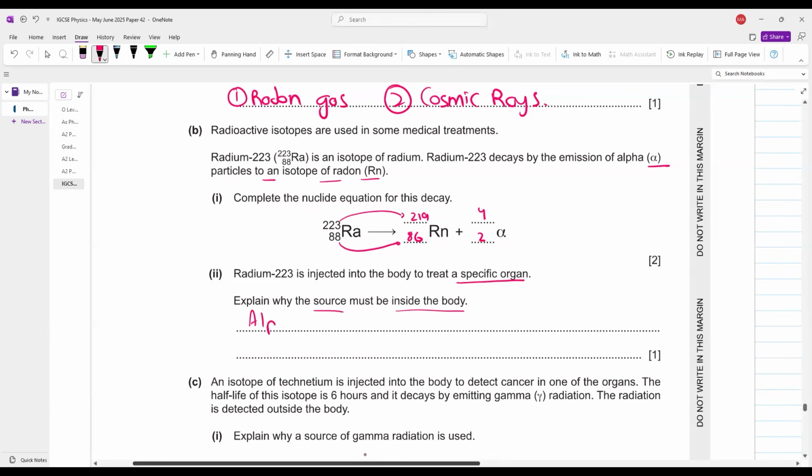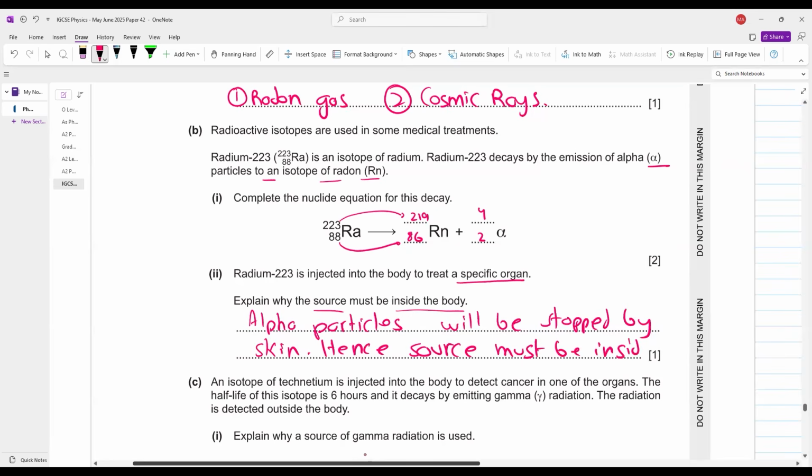Alpha particles will be stopped by skin. Hence source must be inside the body. Inside the body. Okay, आगे बढ़ते हैं.